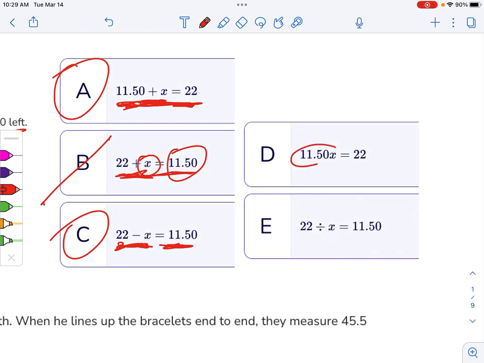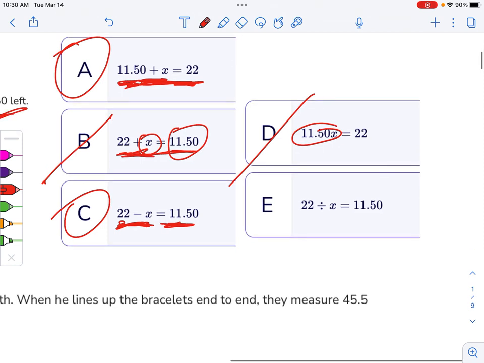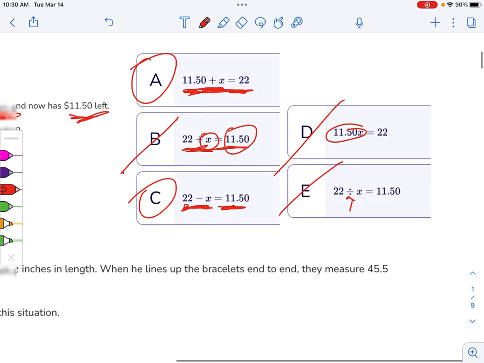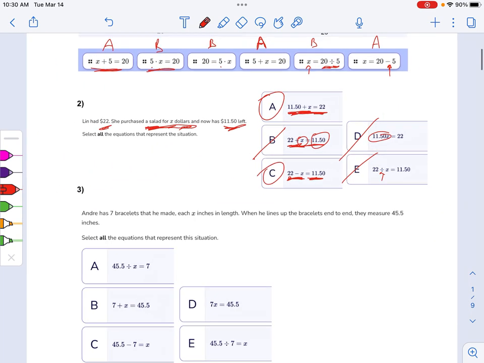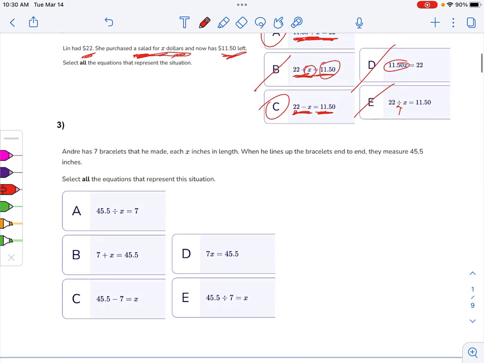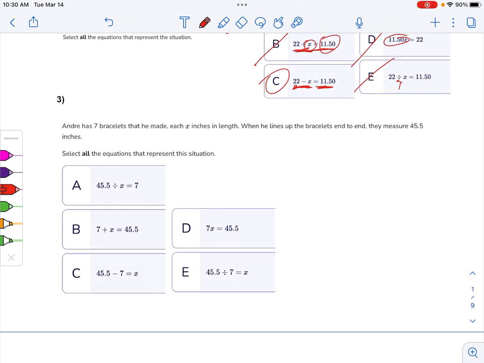D, looks like we have multiplication going on here. 11.50 times x. Yeah, that is a thing, but just not in this situation. If she's buying multiple salads, that would work for this one. And for E, it's division, which we also did not do. If she's sharing her salad with people, or if she's dividing it up for other days, that would also work, but not in this situation. She had some money, and she spent it. That a girl. Let's do this one.